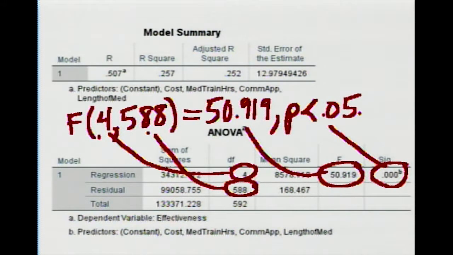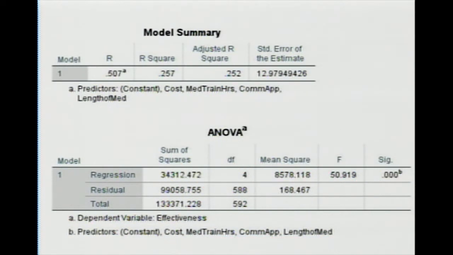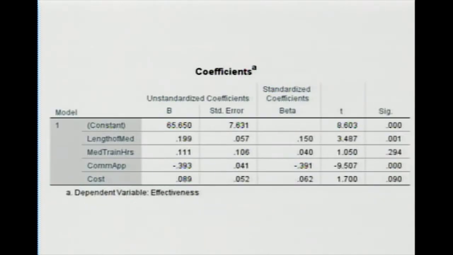And what is this essentially saying? It's saying that we have a significant regression model. In other words, these 4 variables are significant predictors of effectiveness when they act together. So it's the linear combination that we are talking about. Now let's go to the next box to help us understand the specifics.